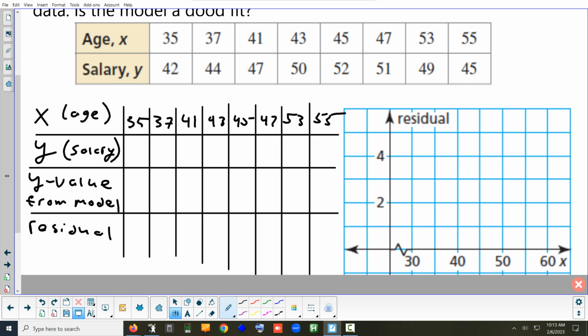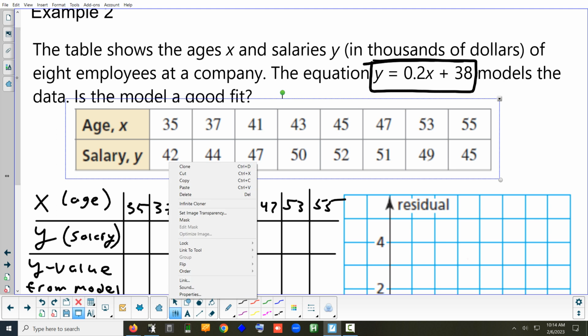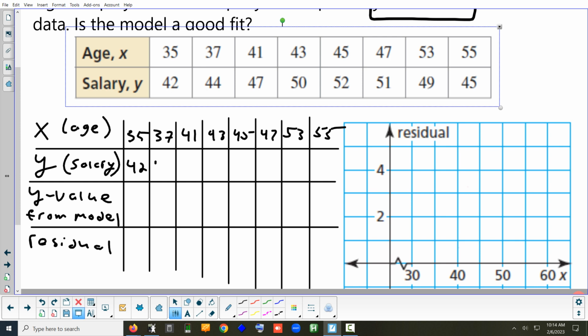And then the Y values are all the numbers that are below. So those are the salaries. And again, the salary, that's not like $42 a year. That's the salary in thousands. So like this person who's 35 makes $42,000 a year. All right, so let's fill those in. 42, 44, 47, 50, 52, 51, 49, 45. Okay, there's a lot of copying there, so you want to double check. If you notice a mistake, just let me know. All right, and now let's do the Y value from the model.